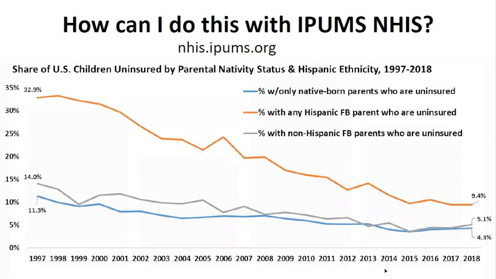In this chart, the orange line represents the percent of children who are uninsured among those living with at least one Hispanic ethnicity foreign-born parent. The gray line represents the percent of children who are uninsured among those living with at least one foreign-born parent who is not Hispanic. And the black line represents the percent of children who are uninsured among those living with only native-born parents. The chart shows that the share of children who are uninsured dropped dramatically for all three groups, but it also reveals important between-group differences in the share of children that are uninsured.